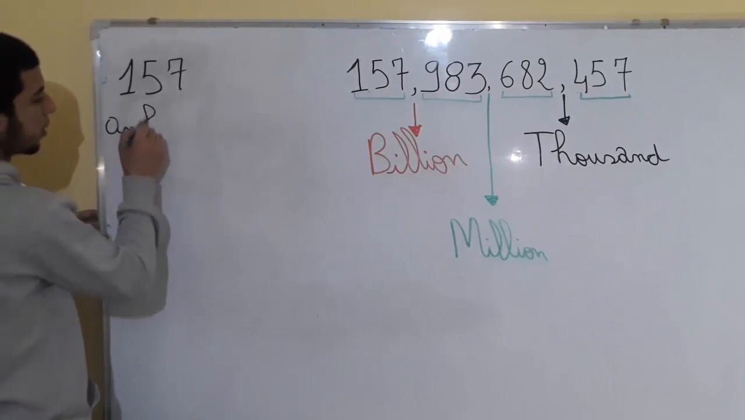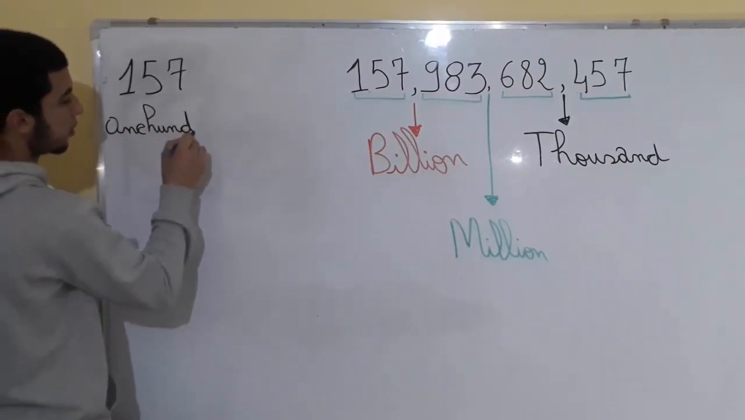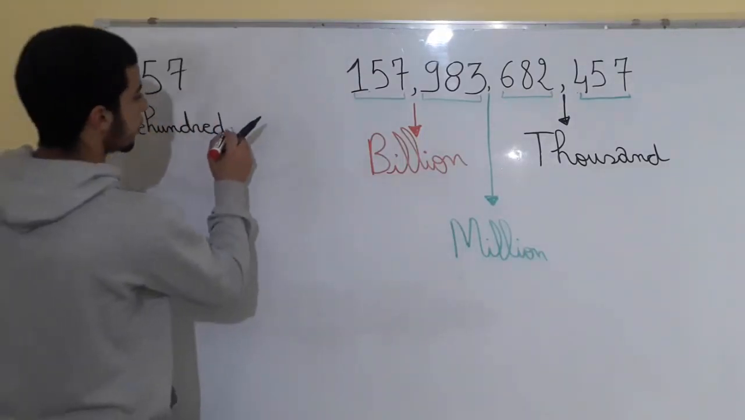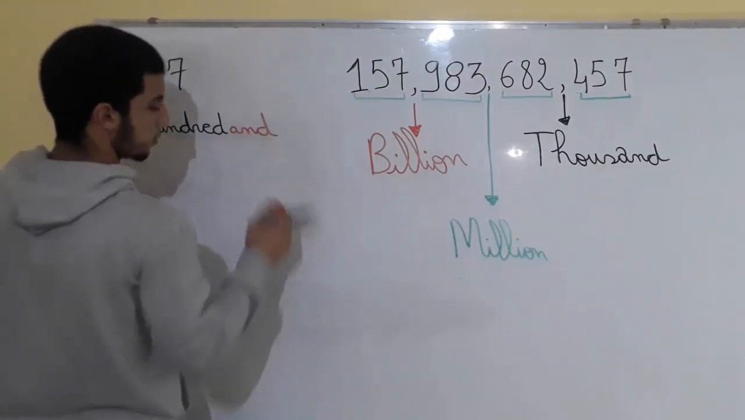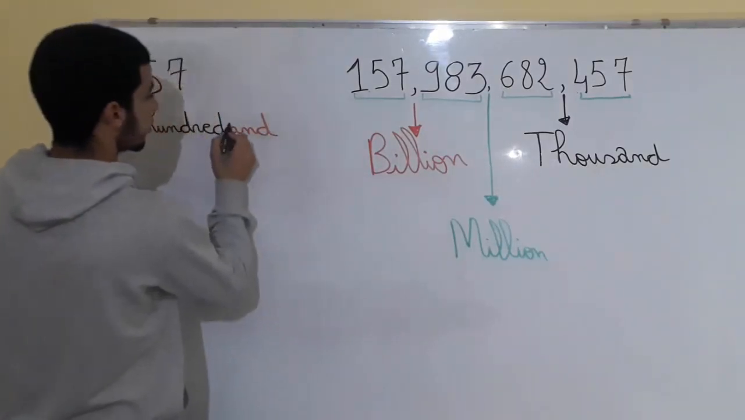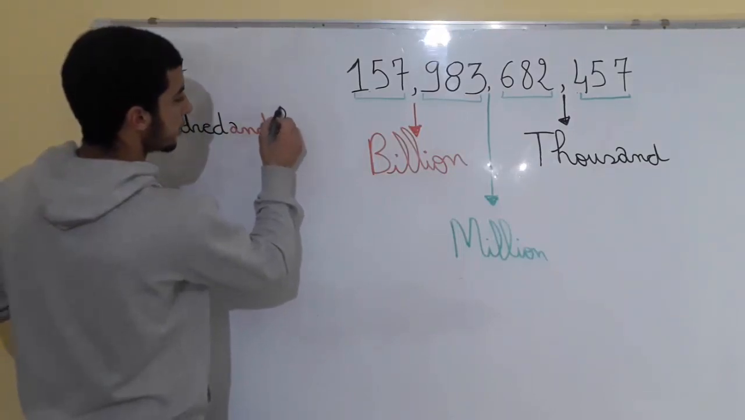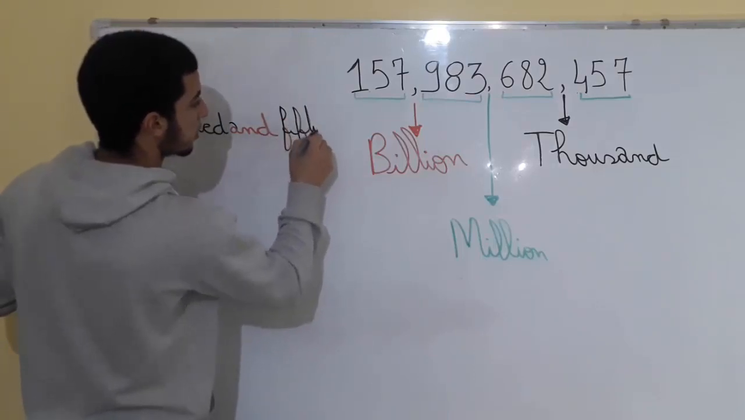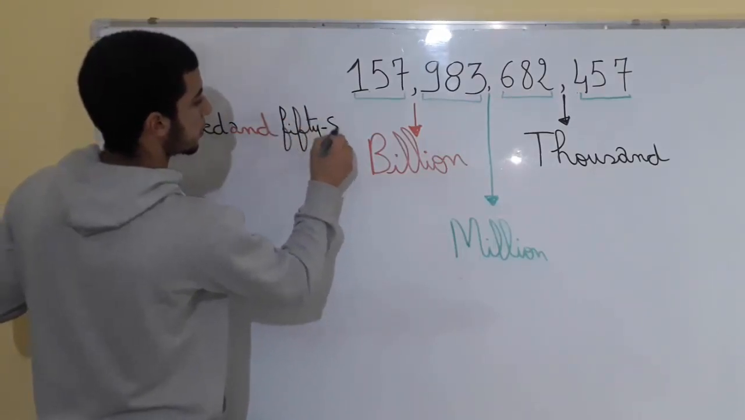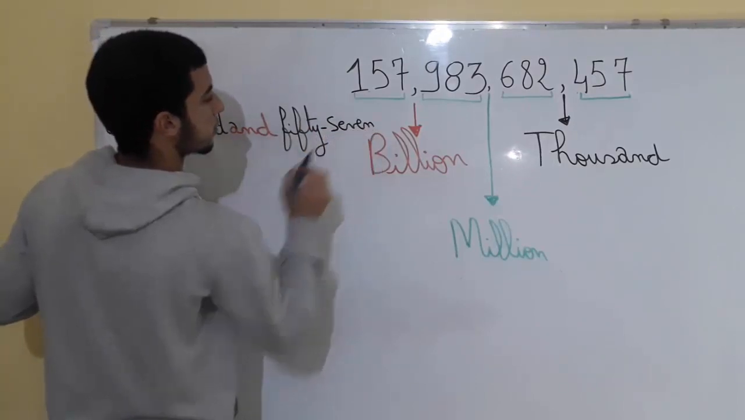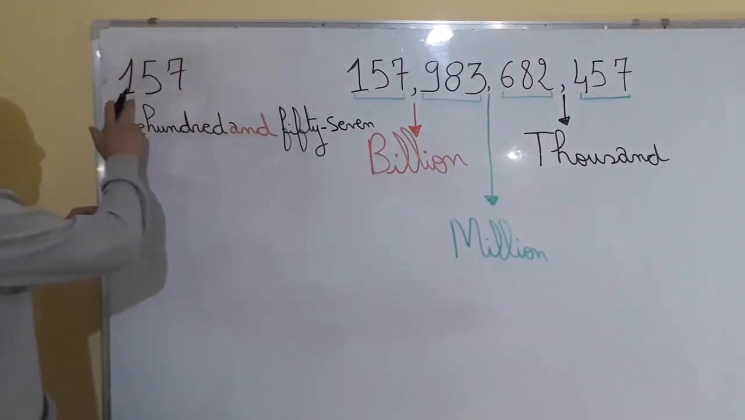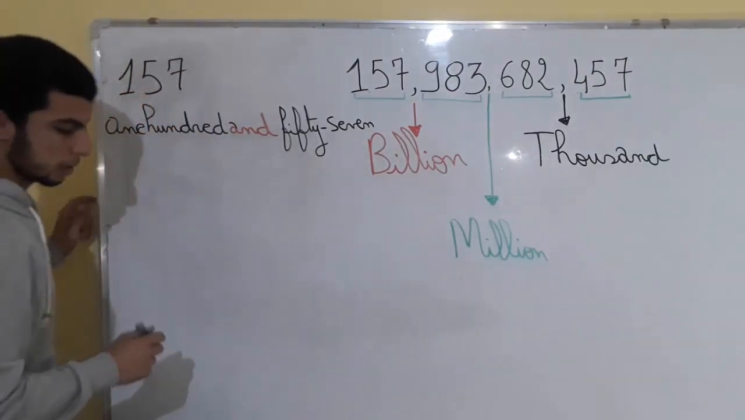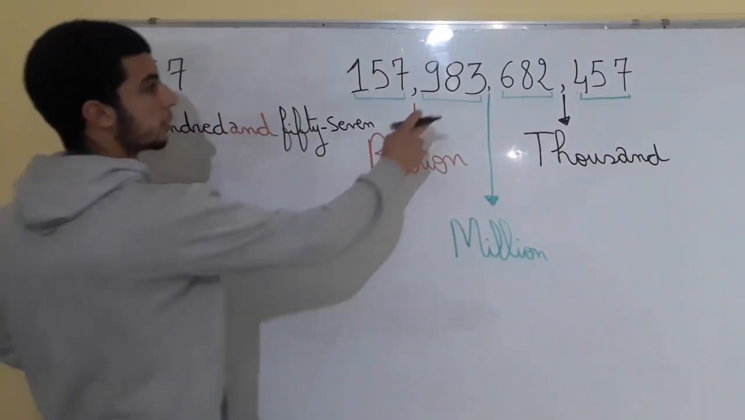100 and 50. 50, yes, it's 50. 50 what? 57. This is 100, and this is 57. Great. We move on to the other number.